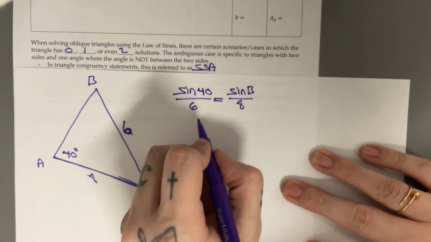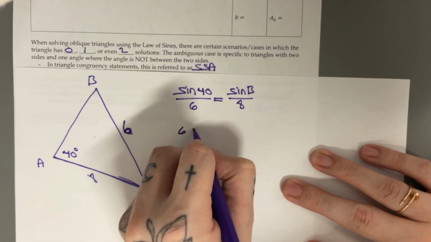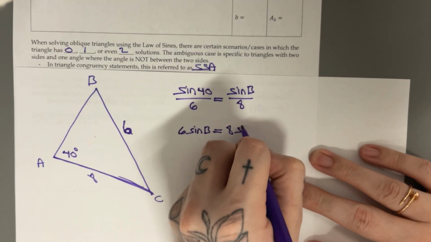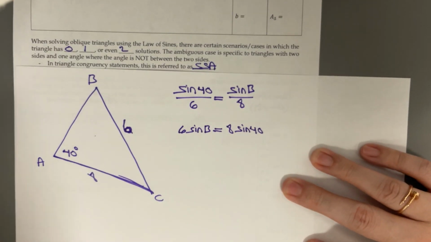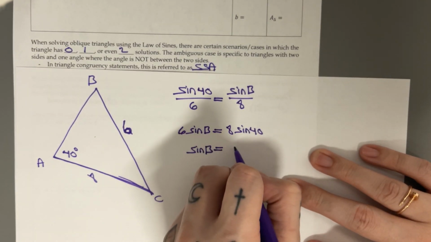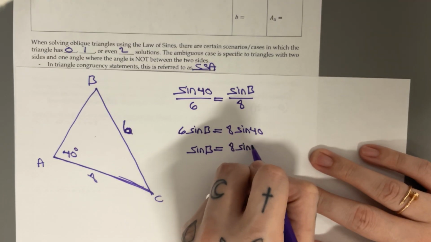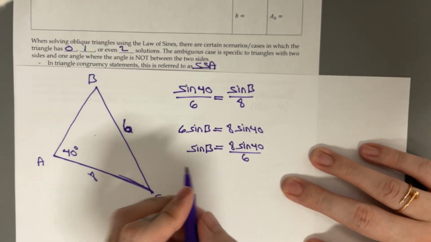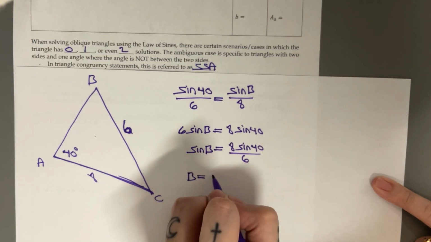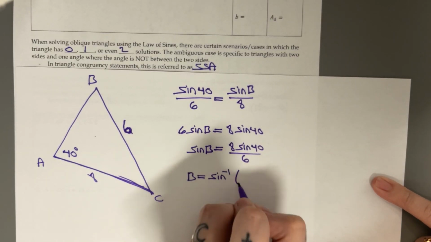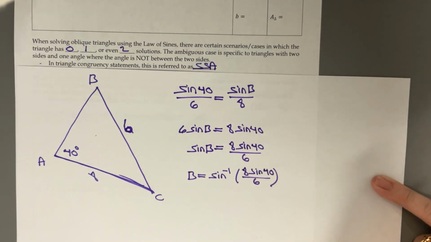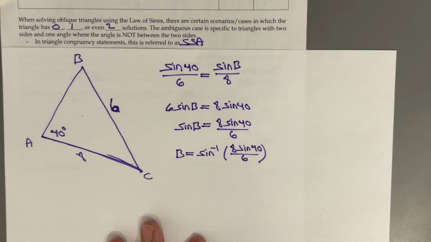So I need to start with B to fill in this missing gap. Now I'm going to cross multiply, so I have 6 sine B equals 8 sine 40. I'm going to divide by 6, so 8 sine 40 divided by 6. Then I need to take the inverse sine of both sides, which gives me B equals the inverse sine of 8 sine 40 divided by 6. Now I'm ready to go to my calculator.